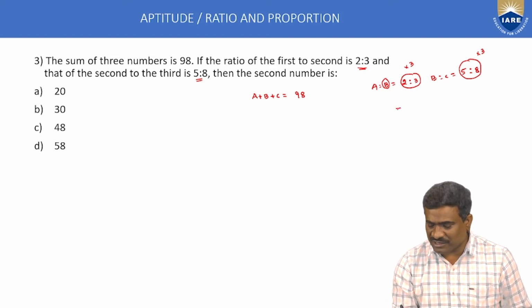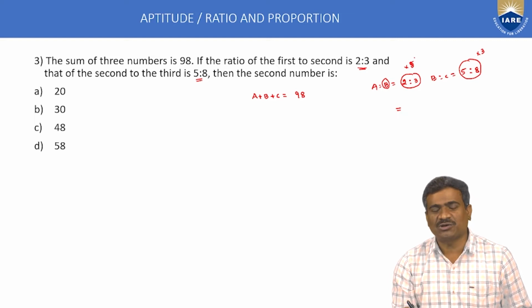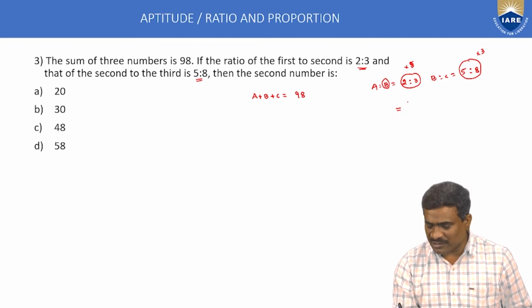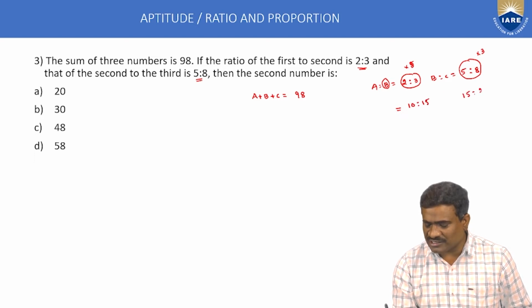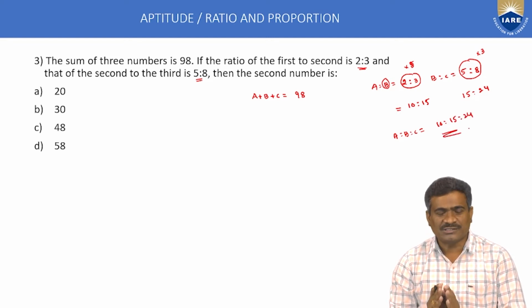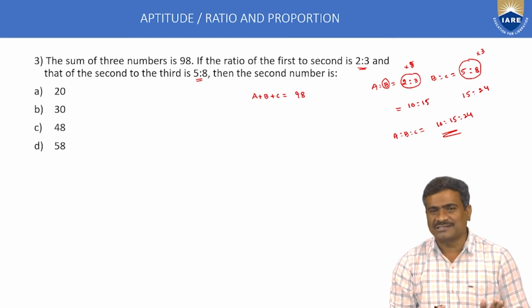Then A is to B is equal to first ratio multiplied by 5. A is to B is equal to 10 is to 15. Next B is to C, 15 is to 24. Therefore, A is to B is to C is equal to 10 is to 15 is to 24. This is called ratio. Next, total amount 98.